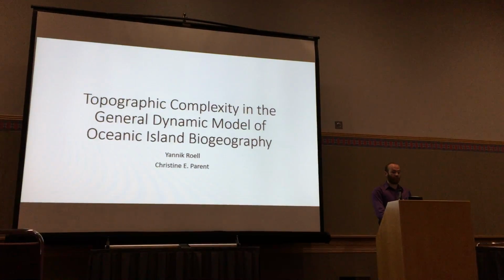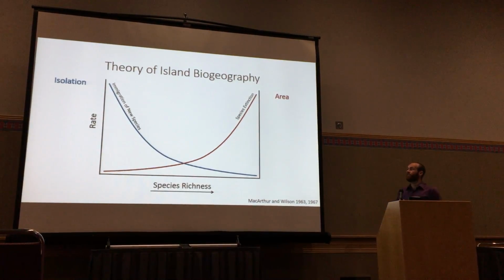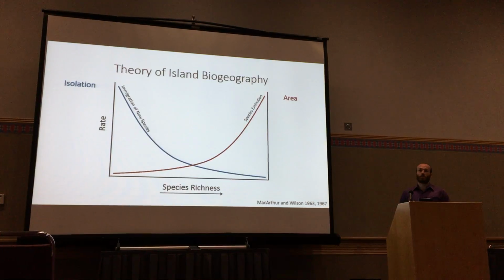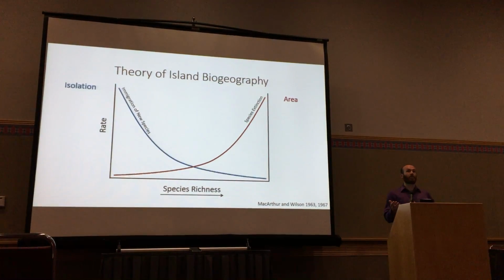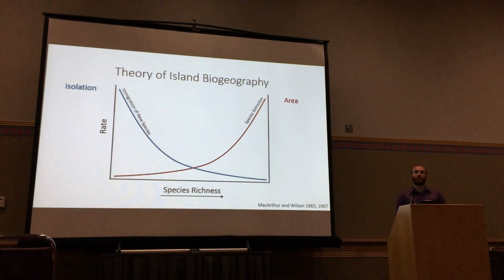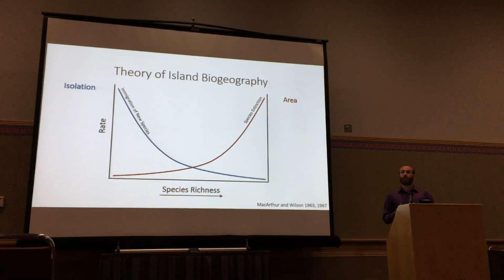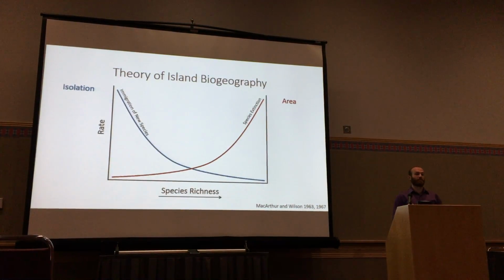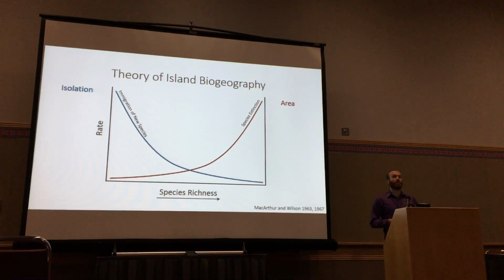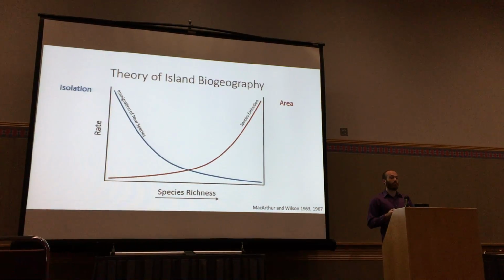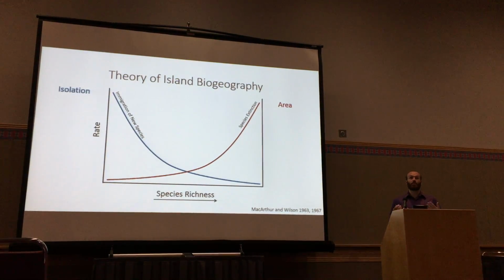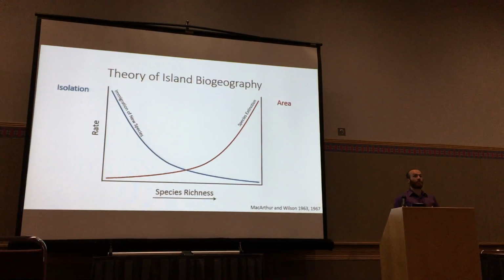Before I get to the general dynamic model, I'm going to quickly mention the theory of island biogeography by MacArthur and Wilson. We're looking at species richness on islands. The two things they use to predict species richness are isolation of the island from the mainland and the area of the island. Islands that are more isolated are going to have fewer species immigrating to the island, and islands that have less area are going to have a higher extinction rate. With these two together, you can see where they overlap, and that's the predicted species richness.